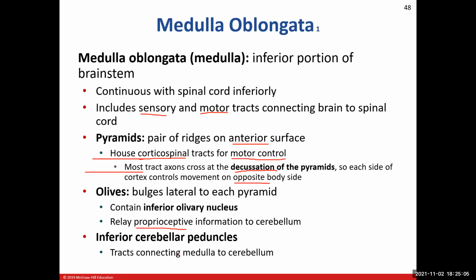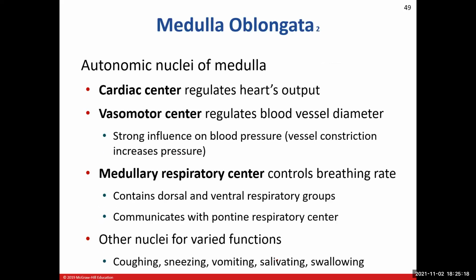All right. Also, we have some structures called the inferior cerebellar peduncles. We know what that is. That's going to connect the medulla oblongata to the cerebellum. So each region or each part of our brainstem has its own little connection to the medulla oblongata.